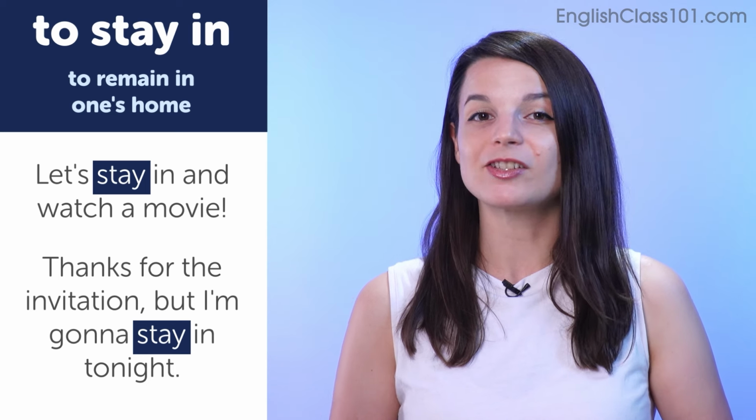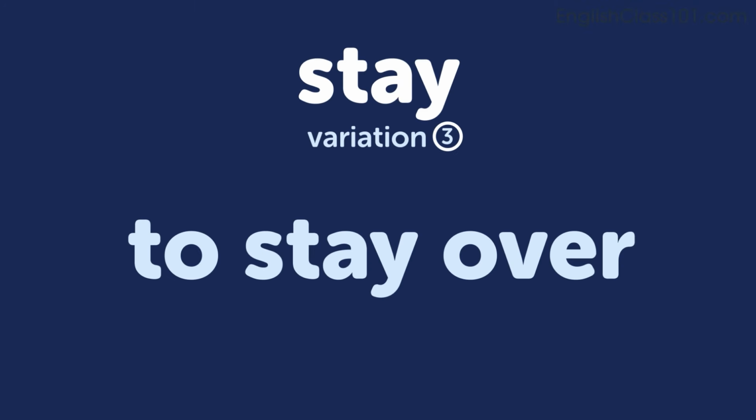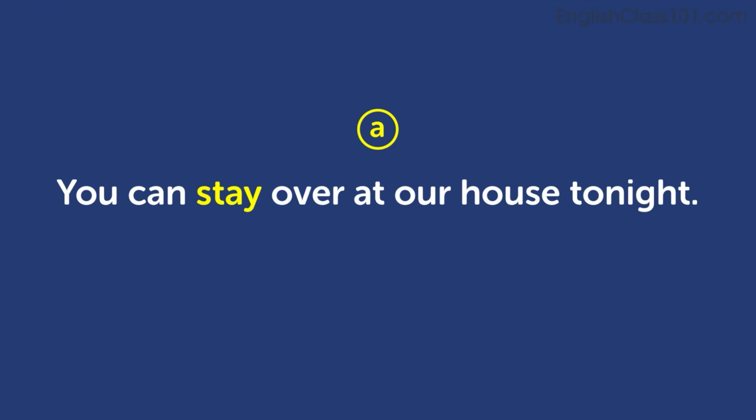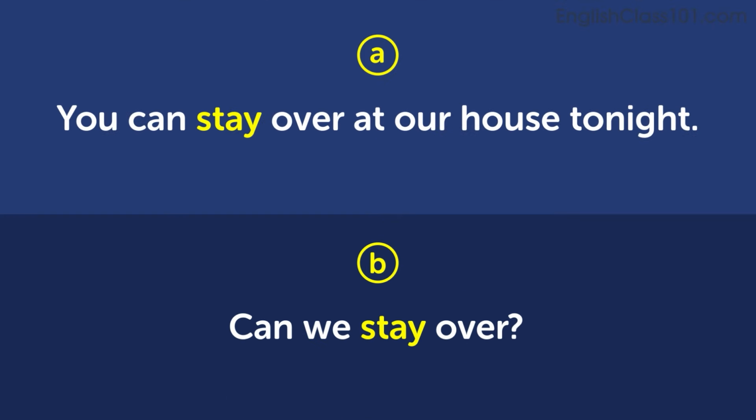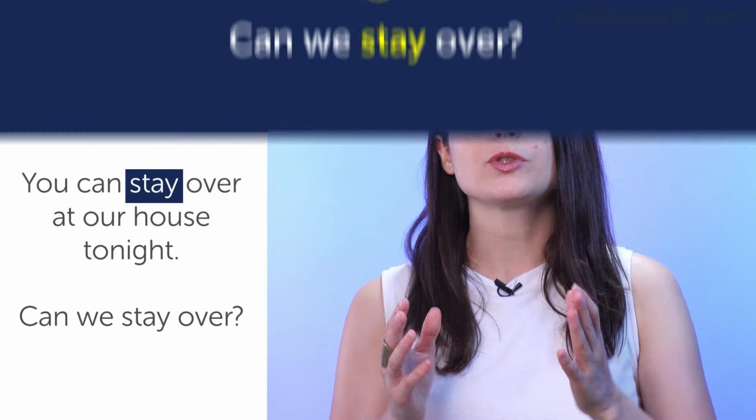Let's move along to the next variation. The next variation is to stay over, to stay over. This means to stay at someone else's house. Some examples. You can stay over at our house tonight. Can we stay over? So to stay over refers to spending the night at someone else's house.